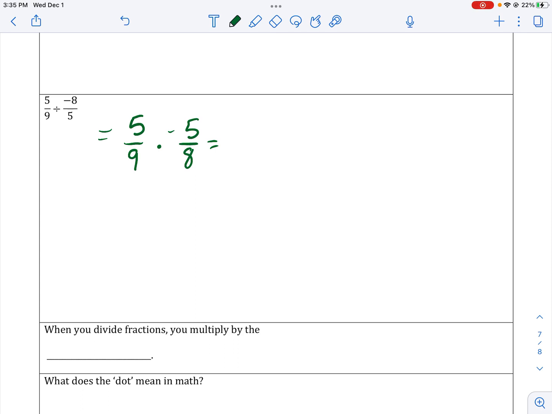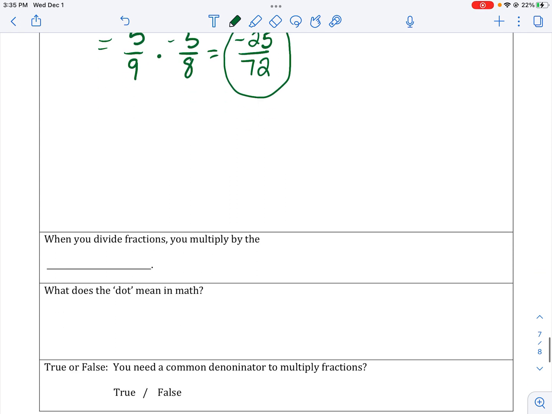Now 5 times negative 5 gives me negative 25. And 9 times 8 gives me 72. When we multiply, you just go straight across. Numerator times numerator, denominator times denominator. This fraction is completely reduced, so there's my final answer.